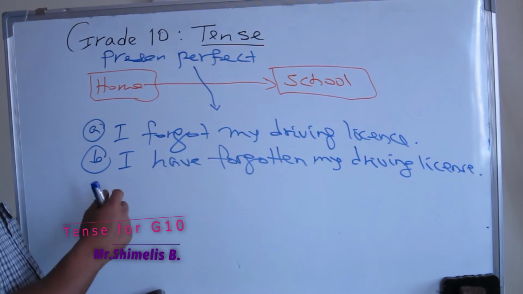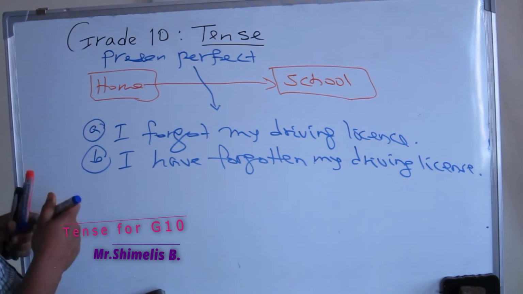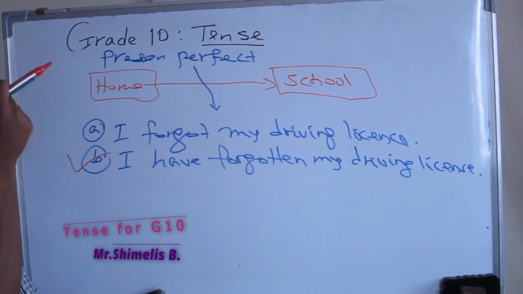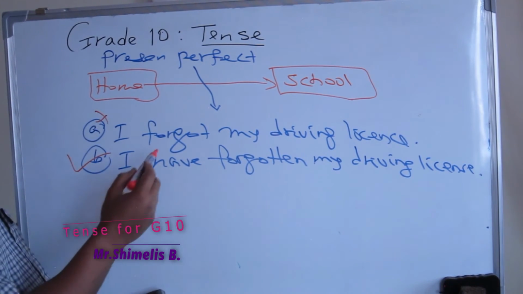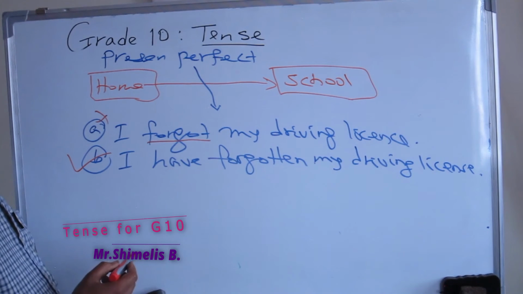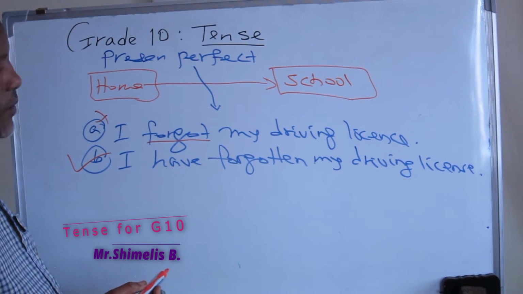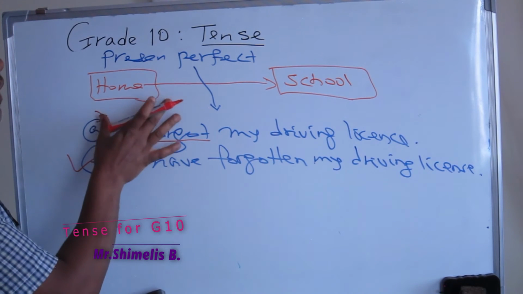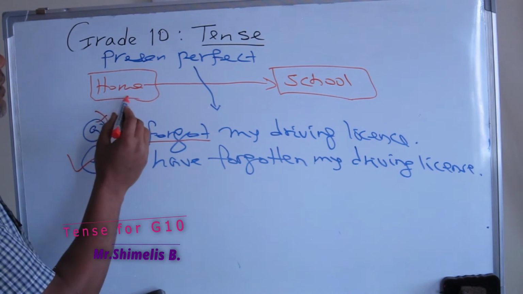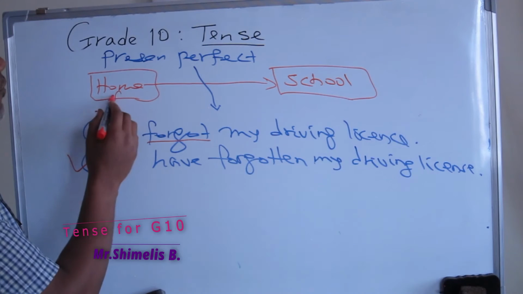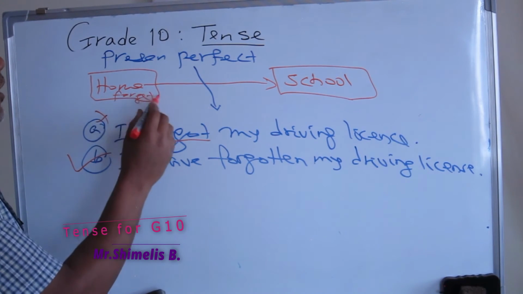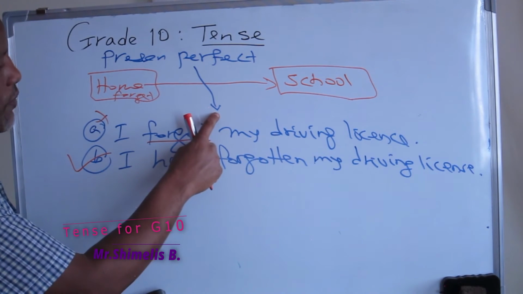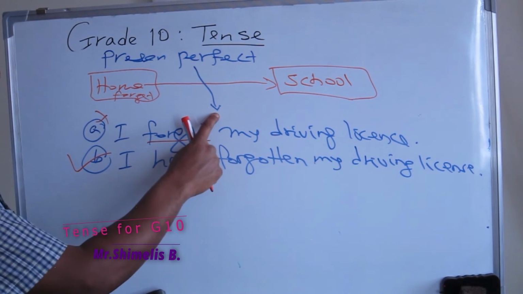Well, definitely it is the second one that you should reply, okay? You should reply the second one, not the first one. If you answer the first one, it is past tense, has nothing to do with present tense. So the action of forgetting has started and completed here, okay? The action of forgetting is done at home. Now you are talking to the traffic policeman and you have no driving license.